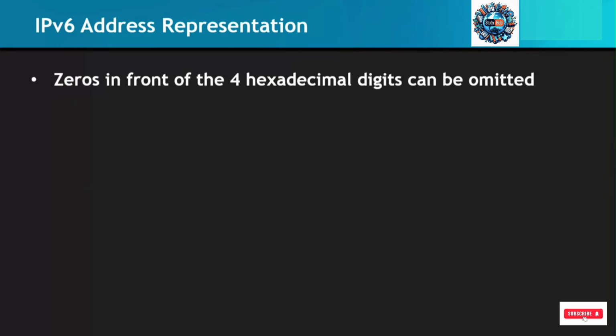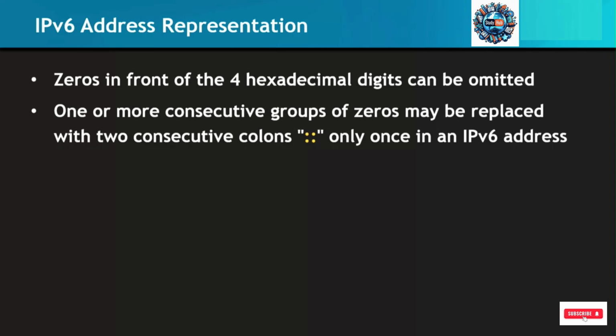Now, the address representation follows these 2 additional rules. Zeros in front of the 4 hexadecimal digits can be omitted. 1 or more consecutive groups of zeros may be replaced with 2 consecutive colons. But you can use this only once in an IPv6 address.